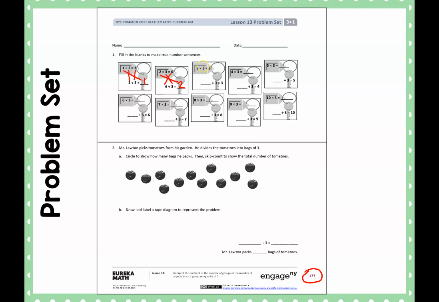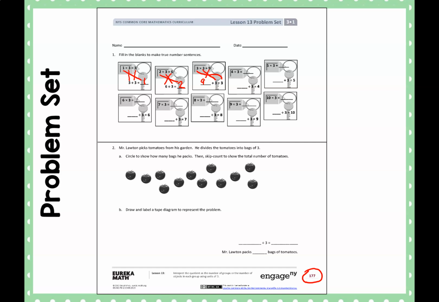I have 3 times 3 equals 9. Then I have blank divided by 3 equals 3. Well, I have a 3. I have another 3. What number am I missing? 9. So that's just exploring the relationship between multiplication and division. Let's look at number 2.